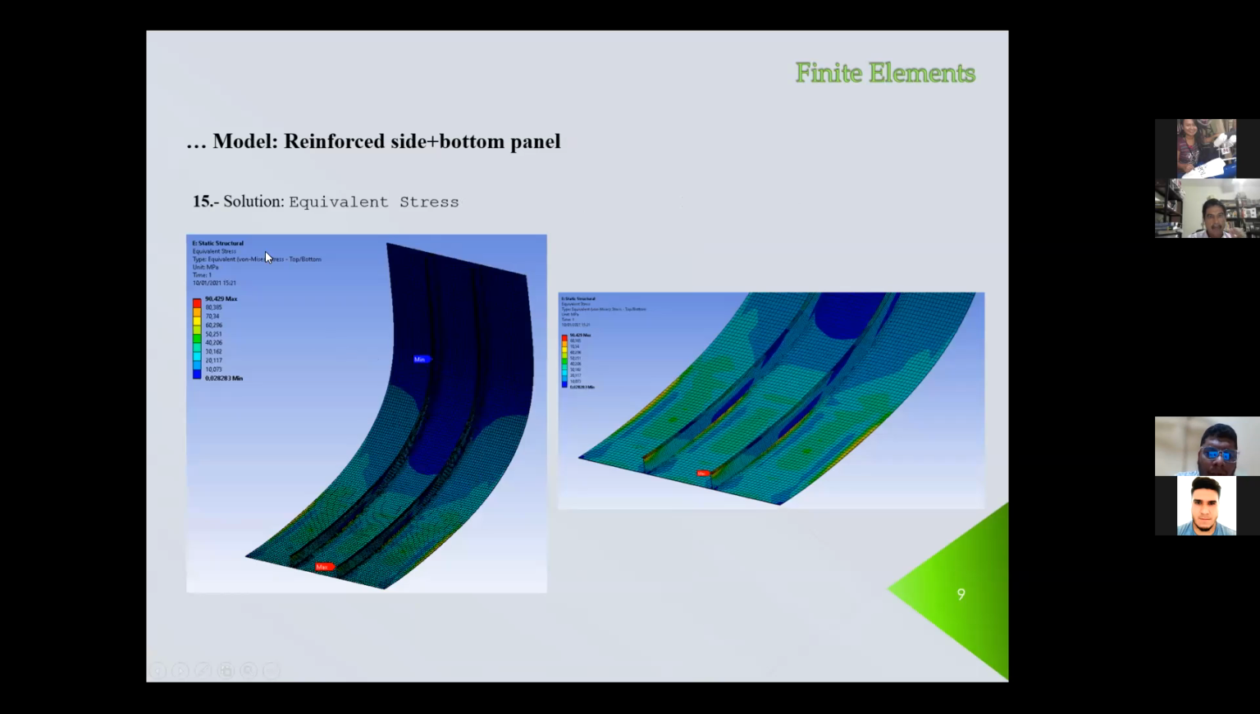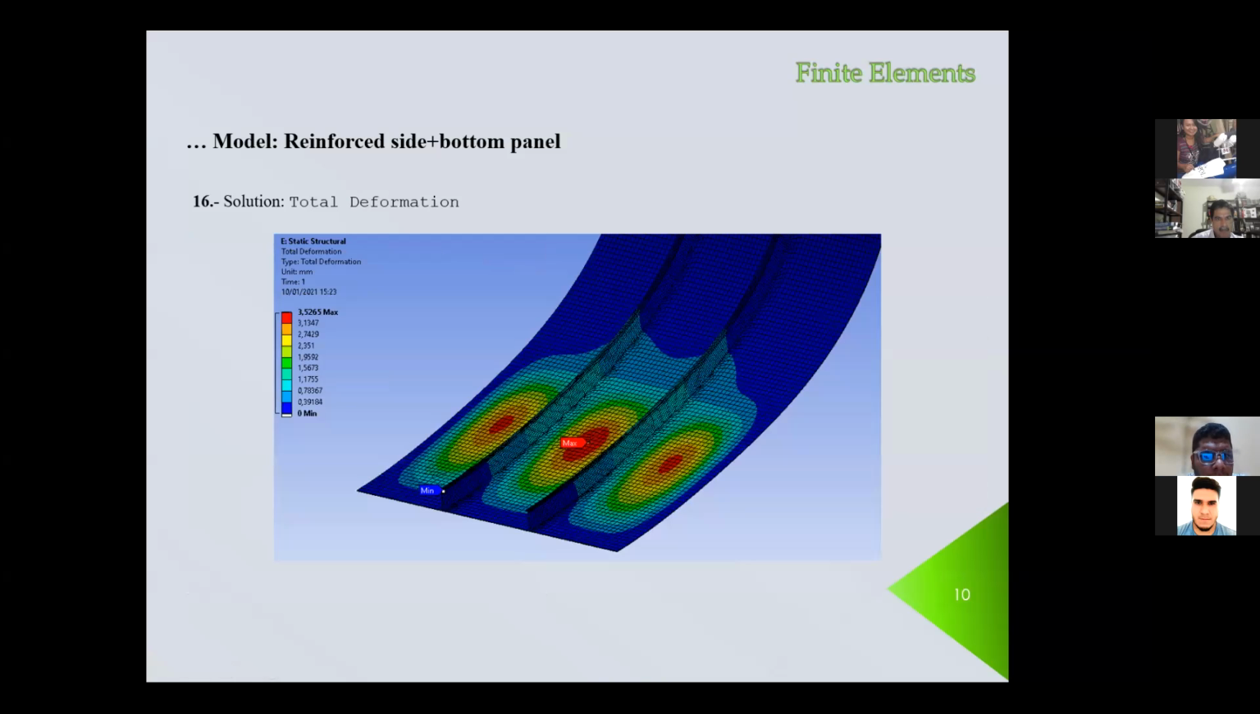So you see the results. This is equivalent stress. The unit is megapascal, and the value of the equivalent von Mises stress is lower than the yield point of the steel material. You see total deformations, and the maximum total deformation is between the frames in the panels. So the total deformation is around 3.5 millimeters.